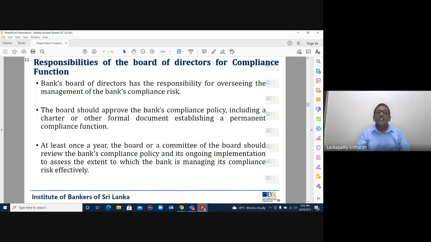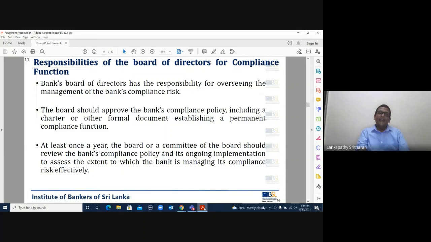The second one is the board should approve the bank's compliance policy, including a charter or other formal document establishing a permanent compliance function. Because it is emphasizing that there should be a separate compliance function and a centralized department. The permanent compliance function should be there, and there should be a formal document to establish it. And at least once a year, the board or a committee of the board should review the bank's compliance policy and its ongoing implementation to assess the extent to which the bank is managing its compliance risk effectively.